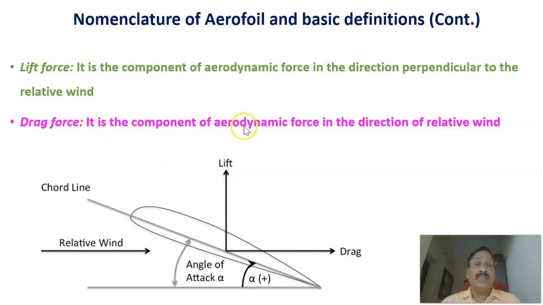And drag force is a component of aerodynamic force in the direction of the relative wind. So this is the drag force, and the resultant force is the vectorial sum of these two forces. That is the resultant force that is acting on the aerofoil.